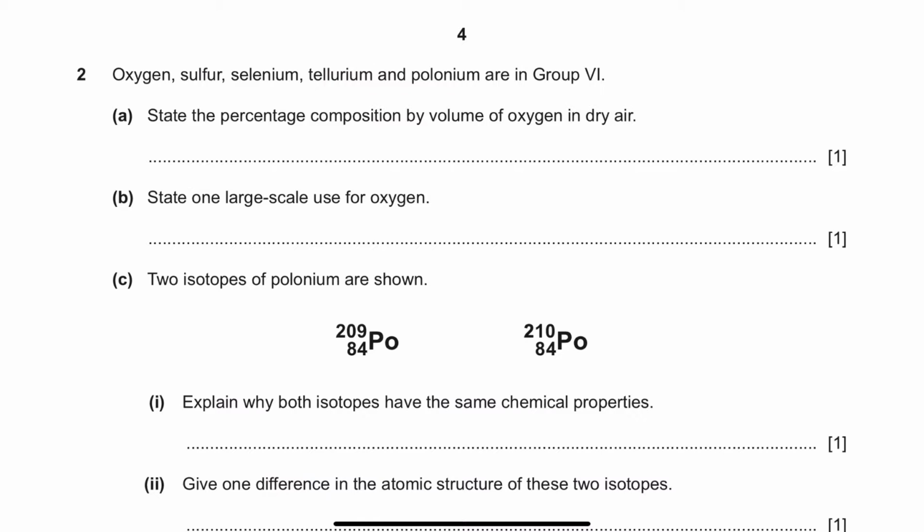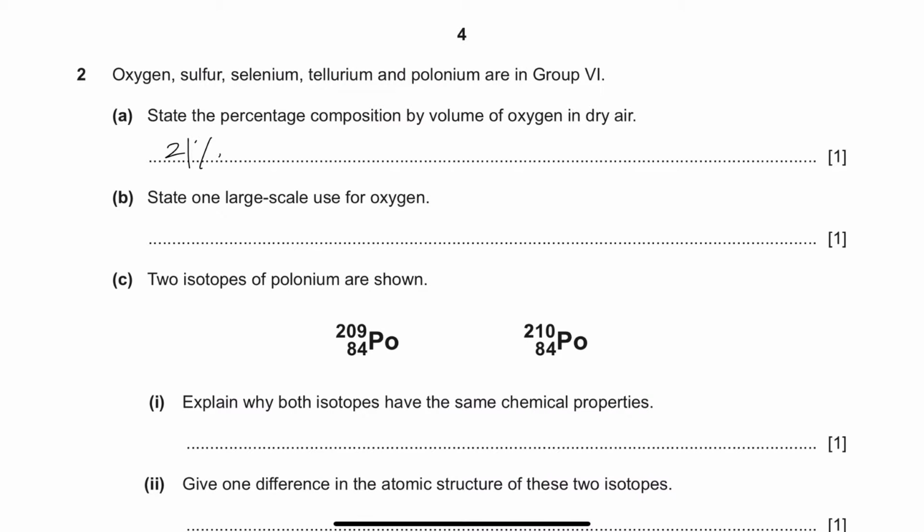Moving on then. Oxygen, sulfur, selenium, tellurium, and polonium are in group 6. State the percentage composition by volume of oxygen in dry air. What is the composition of oxygen in dry air? What is the percentage? 21%. We did this yesterday. 78% nitrogen, 21% oxygen, and 1% carbon dioxide and other noble gases.